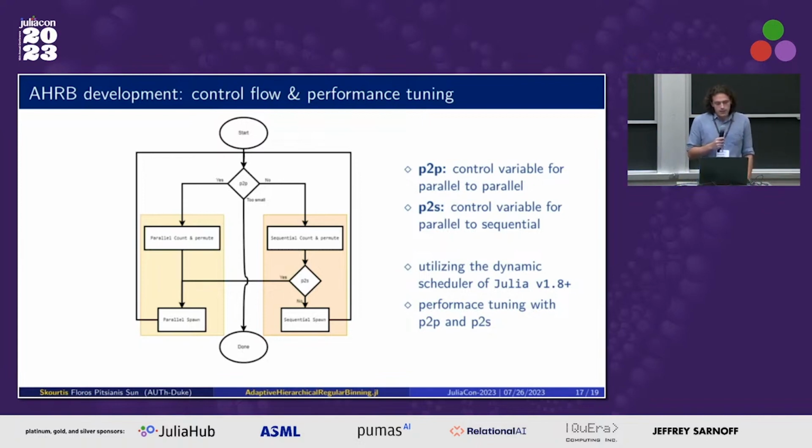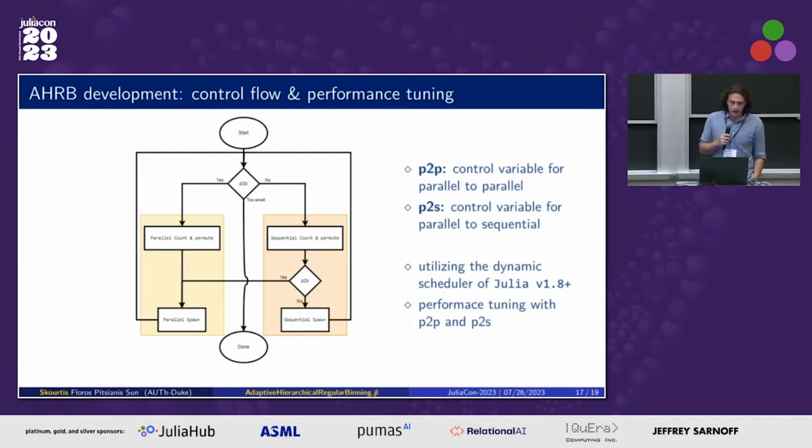So if a subarray that was formed by ECP is not big enough, then the overhead of thread spawning is greater than the counting and permuting itself. So there is no benefit in using the parallel implementation for such problems.